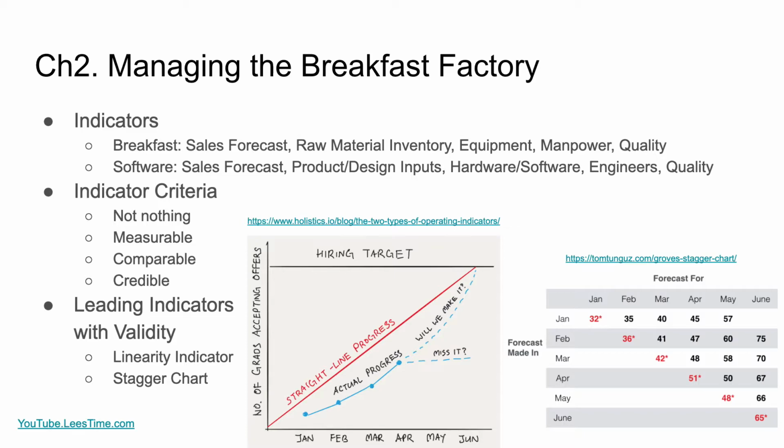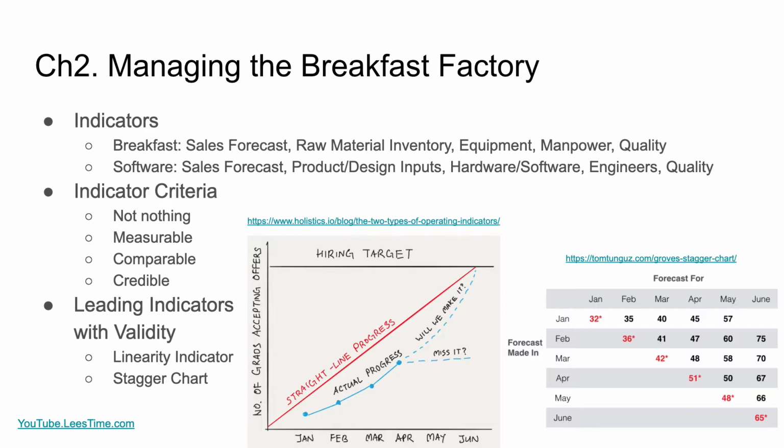Now, there are two ways to focus and monitor the leading indicators. The first one is called the linearity indicator. The straight-line progress pretty much stands for the mathematical expectation. And if in late March or beginning of April, our actual progress is under the red line, we pretty much know that we're not going to make it if we don't add more resources or improve our productivity.